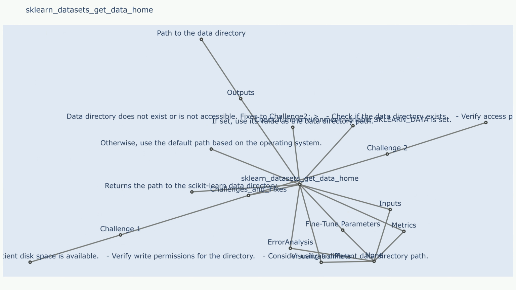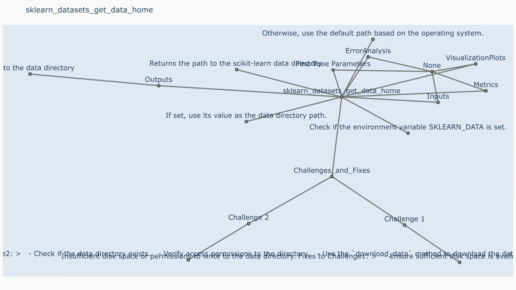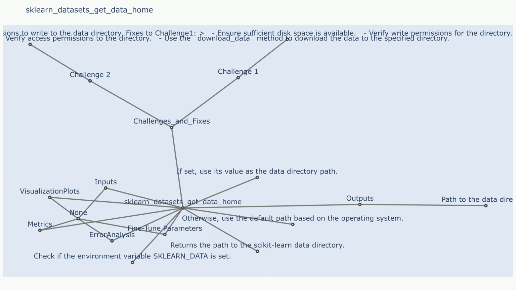Challenge 3: Data directory is too small. Sample use case that resulted in challenge 3: the user is trying to download a large dataset and the data directory is full. Fixes to challenge 3: delete old datasets to free up space, or set the DATA_DIR environment variable to a directory with more space.